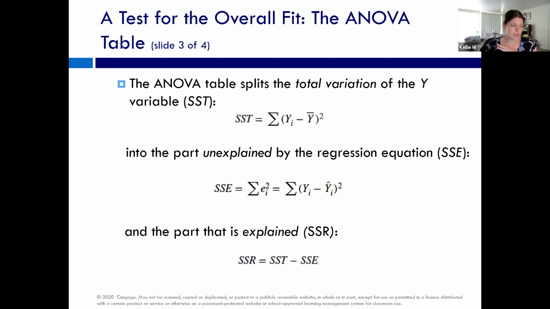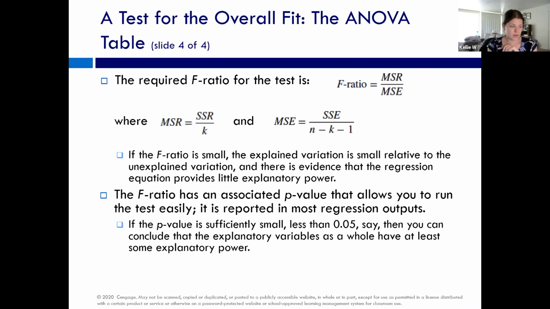And then they calculate the part that's unexplained by the regression equation, which is the sum of squared errors, and the part that is explained, which is the sum of squares of the regression. So these are SST, SSE, SSR. The total explained variation is equal to the total variation in y minus the unexplained variation.